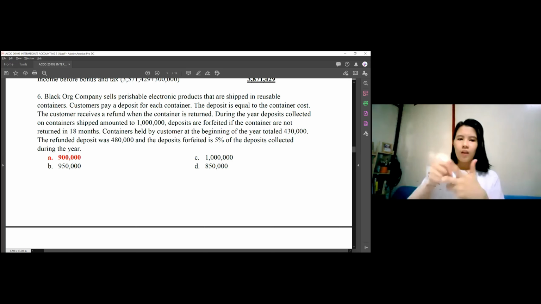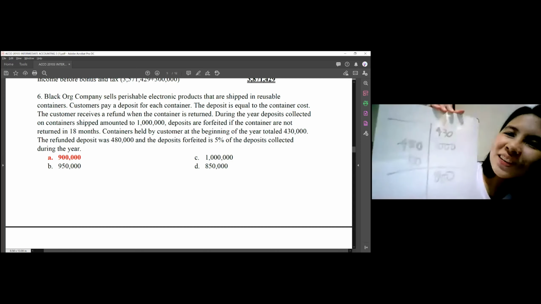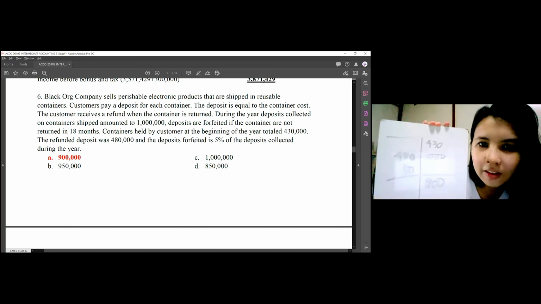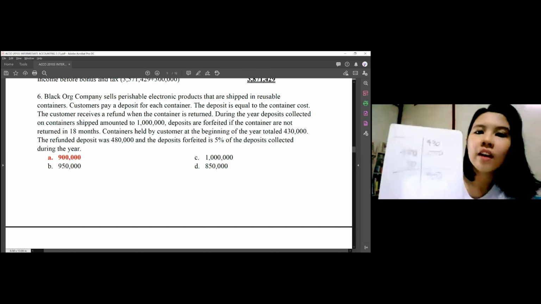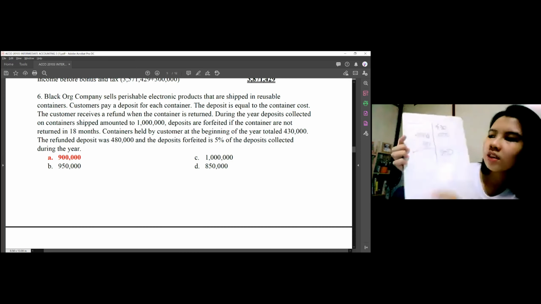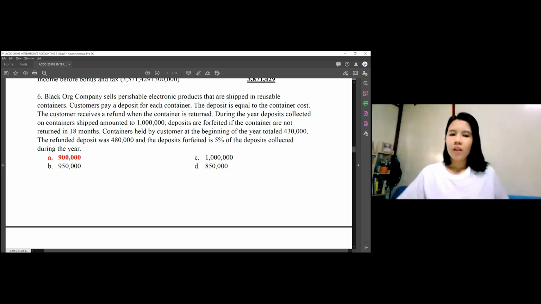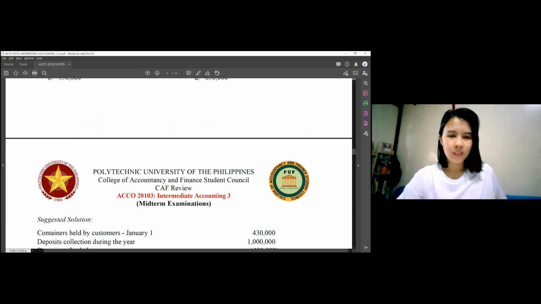So, ayan. Sana nakikita nyo to. So this is the T account. So we'll start by the credit balance, di ba, ng 430,000 plus lahat ng na-ship na containers. So that's 1 million, another credit. And then, ibawas lang natin lahat ng na-refund and lahat ng na-forfeit. Then we'll get the ending balance, which is 900,000 credit. So that's letter A. Okay, so same lang yan.